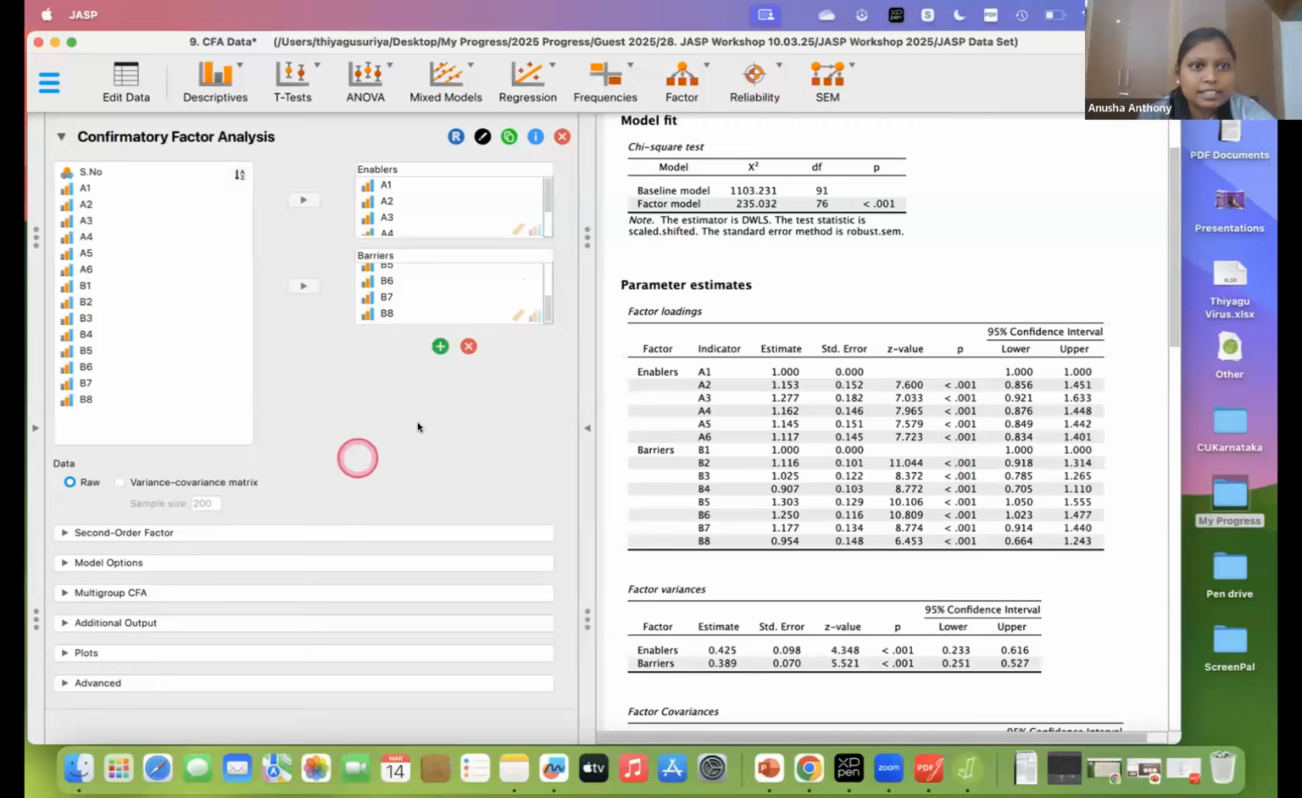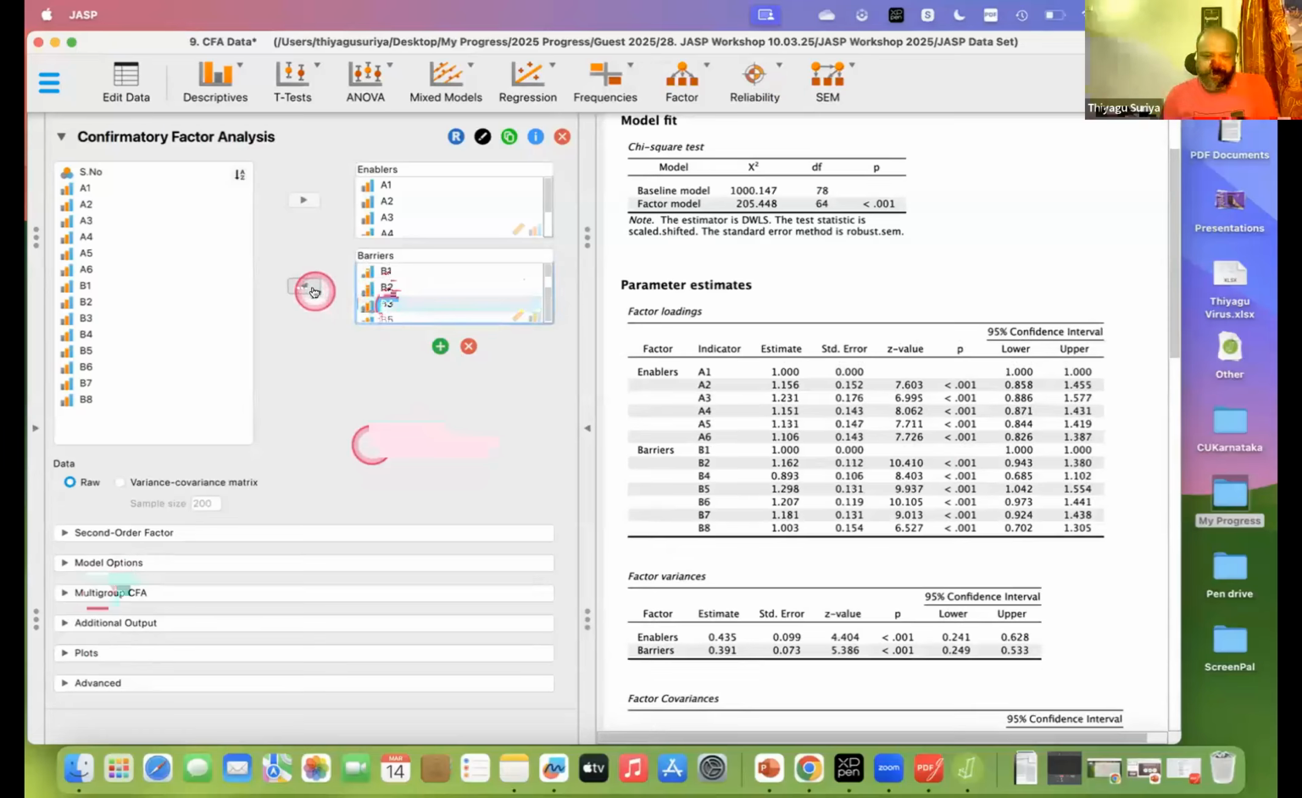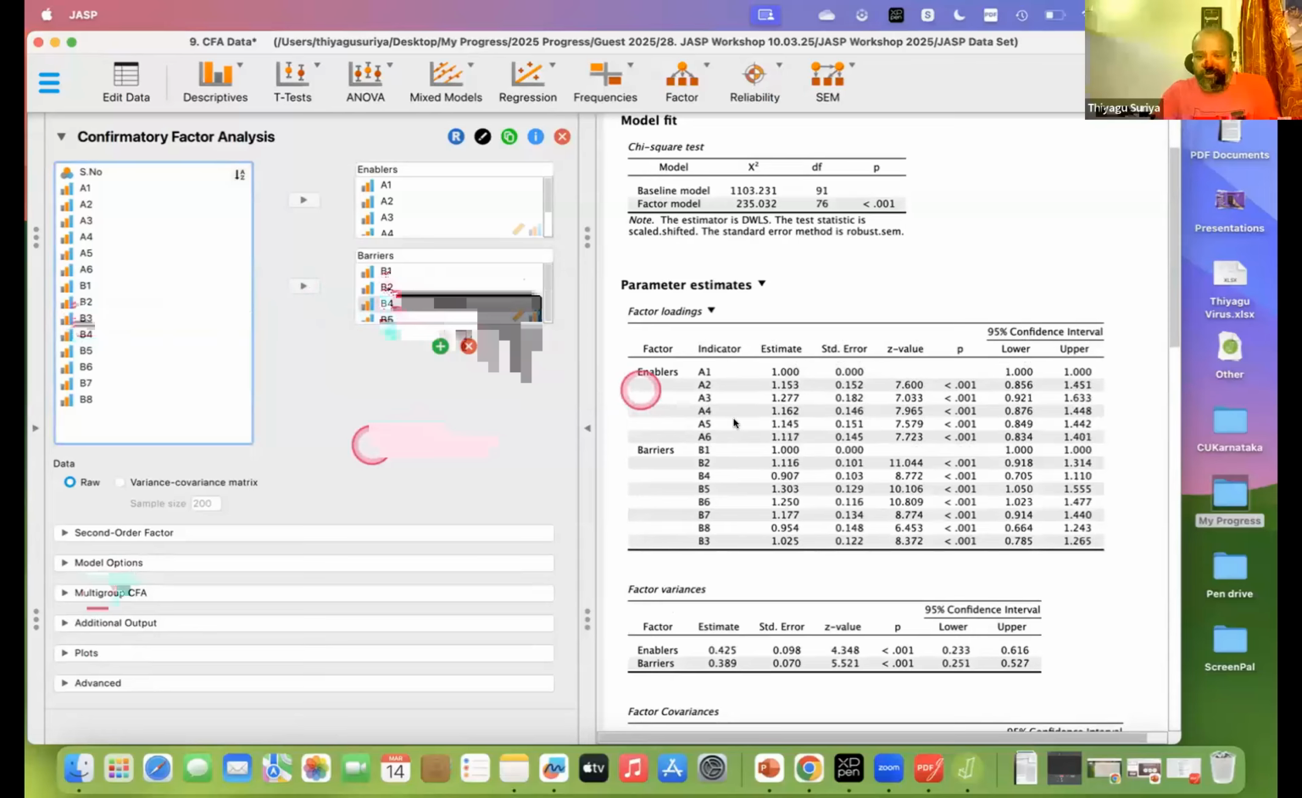Now we just need to cross-check. Just in case some items are not significant, what shall we do? That item is not contributing, so we can remove that item. For example, if B3 is not satisfied, I remove the B3. So that's the way we can do this. This is called confirmatory factor analysis. So the problem we can see is that B3 comes last. Why?